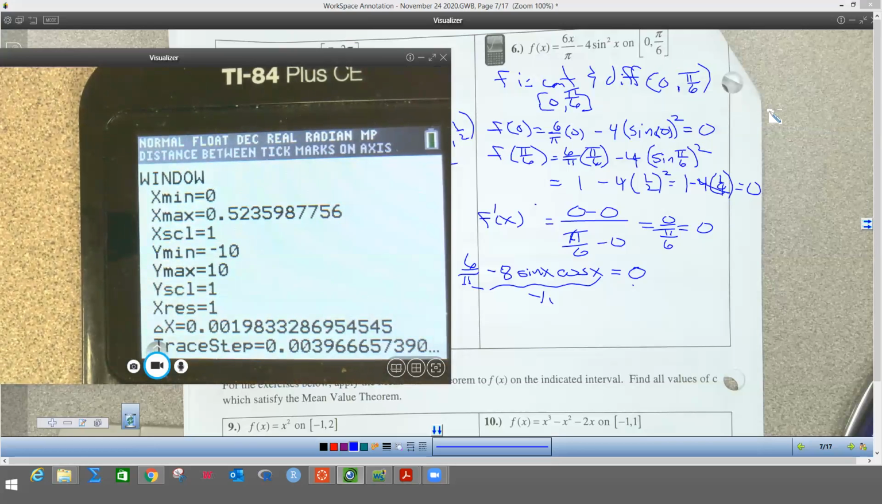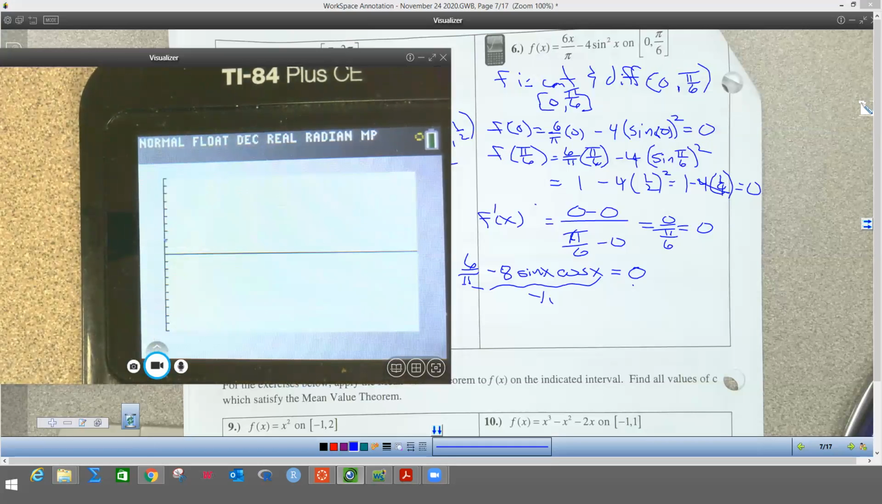So there's what I'm looking for. I'm just looking from 0 to 0.523598776, is all I'm looking for on my screen. And I'm going to hit graph. Now I'm looking for where this crosses the x-axis. Where does it equal 0?